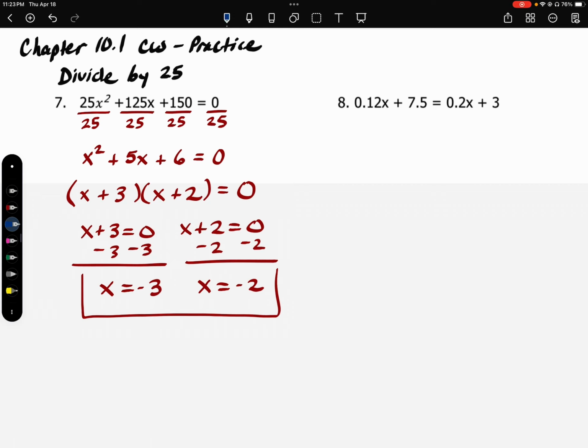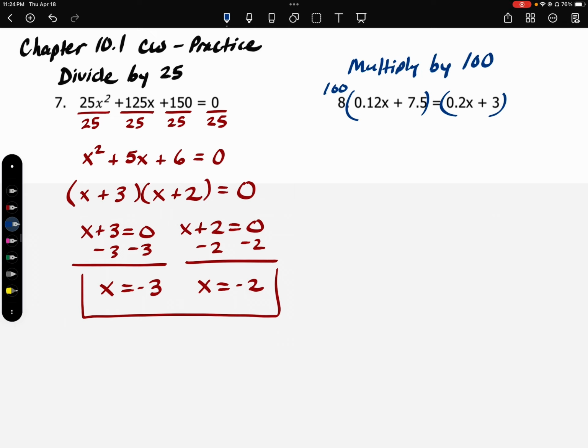Going on to number 8, you'll see we have 0.12x plus 7.5 equals 0.2x plus 3. So we're going to need to multiply to get rid of our decimals. And in this case, remember, you have to look at how many decimal places you have to move it. So this one's going to have to move over 2. That means we're going to have to multiply by 100, because each of the other ones just has 1 decimal place.